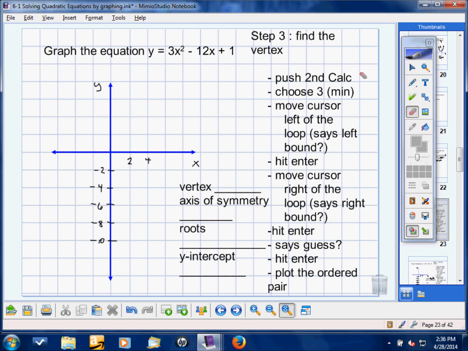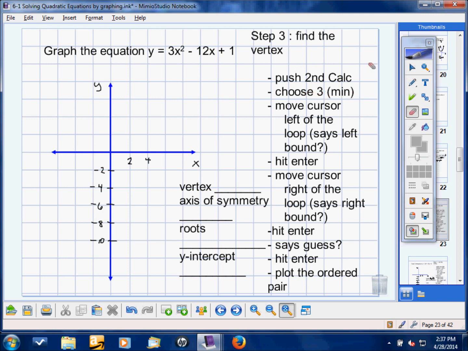Second calc. Now choose 3. So write down choose 3, that says minimum. When you saw your loop, it went down under, so you know it's a minimum, it's not a maximum. So this one we're going to choose 3. If it opened the other way, you'd choose the maximum instead. So go to 3, choose minimum, hit enter.